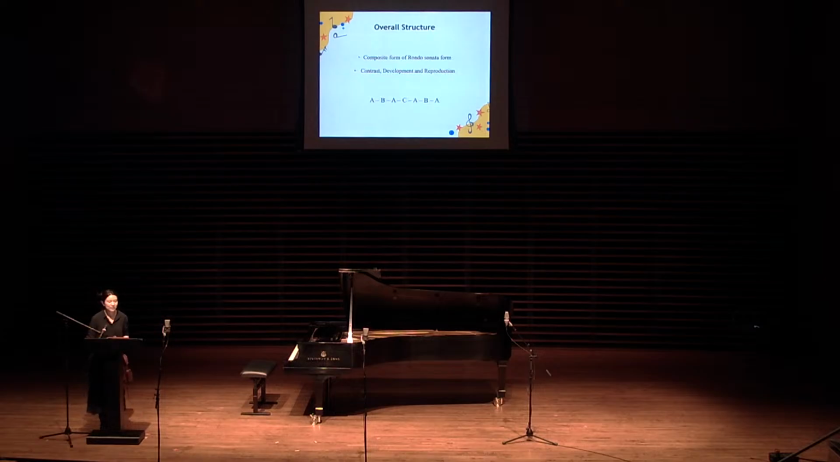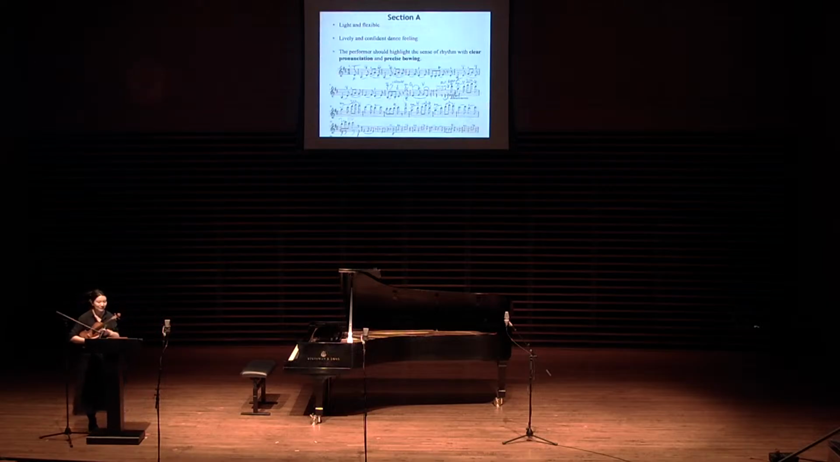Before entering the performance analysis, let's briefly understand the overall structure of the third movement. This movement uses a composite rondo-sonata form. While the main melody of the movement continues to return, it also incorporates the logic of contrast, development, and recapitulation in the sonata form. The overall structure can be summarized as A, B, A, C, A, B, A. The first section is section A, which is the theme of the rondo. This theme is the core of the whole movement.